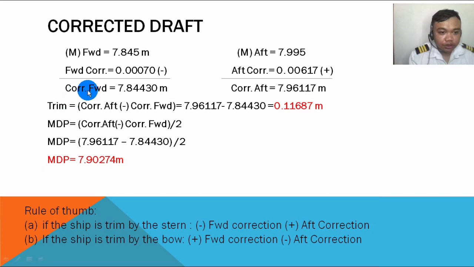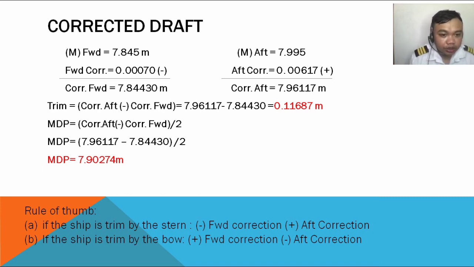So after learning the correction forward and the correction aft, we could already have our corrected trim, which is corrected aft minus corrected forward. So the answer would be 0.11687. Always remember to have at least 5 digits for this one, because we are going to use the value of the corrected trim later on.